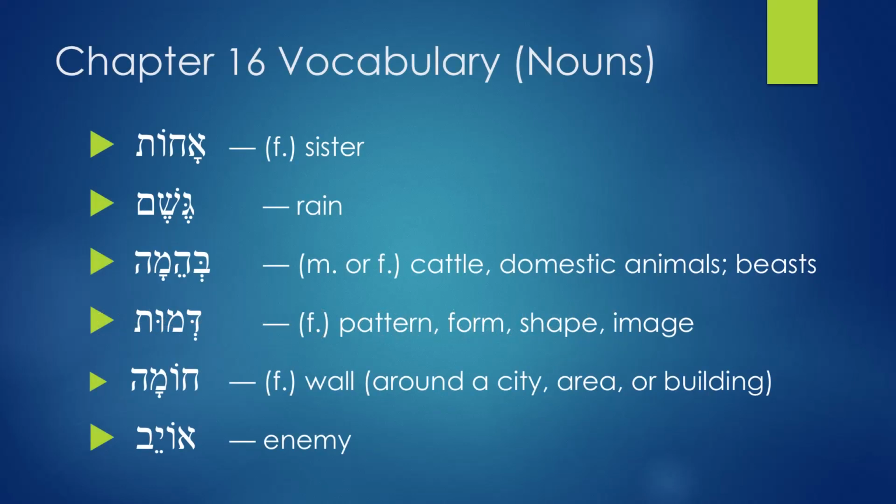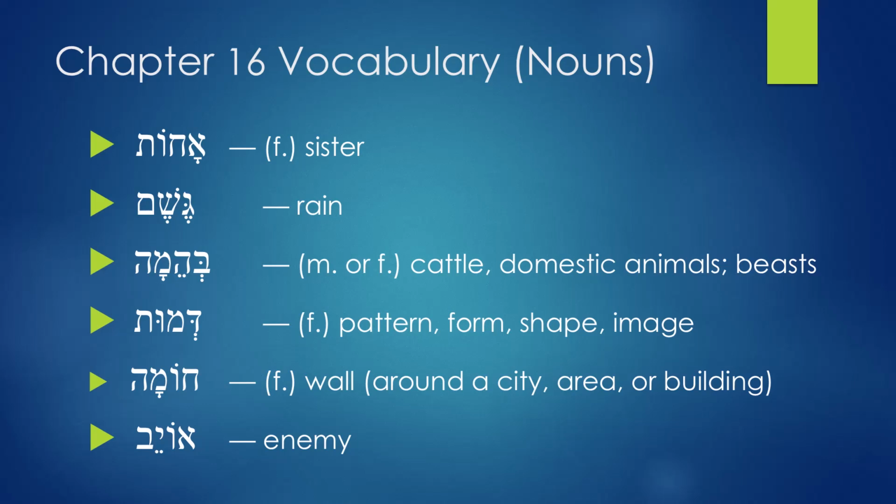The first word is achot. Achot means sister. Brother is ach. And this is how Hebrew behaves: some nouns are built from other nouns. For example, you have man, which is ish, and woman is isha. So in the same case, brother is ach, sister is achot.